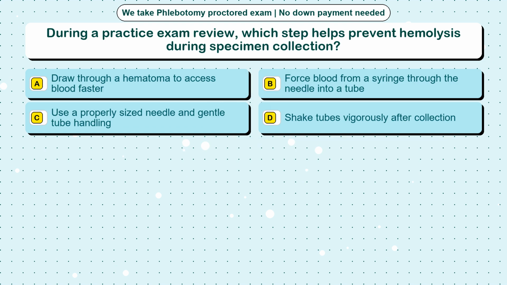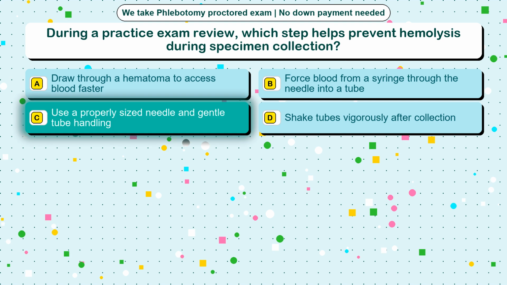Question 85. During a practice exam review, which step helps prevent hemolysis during specimen collection? Option A. Draw through a hematoma to access blood faster. Option B. Force blood from a syringe through the needle into a tube. Option C. Use a properly sized needle and gentle tube handling. Option D. Shake tubes vigorously after collection. The correct answer is option C.